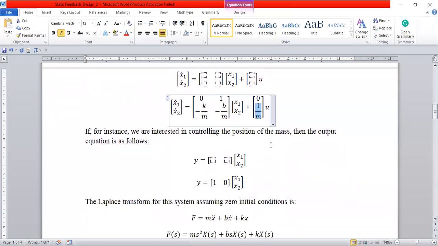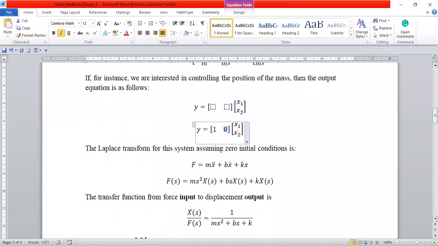Then the C matrix, if the output is given by the displacement, which is going to be given in the question, that means that x1 is the displacement. So that means that you have 1 here, then you have 0 here. So that's the representation in state space in continuous time.